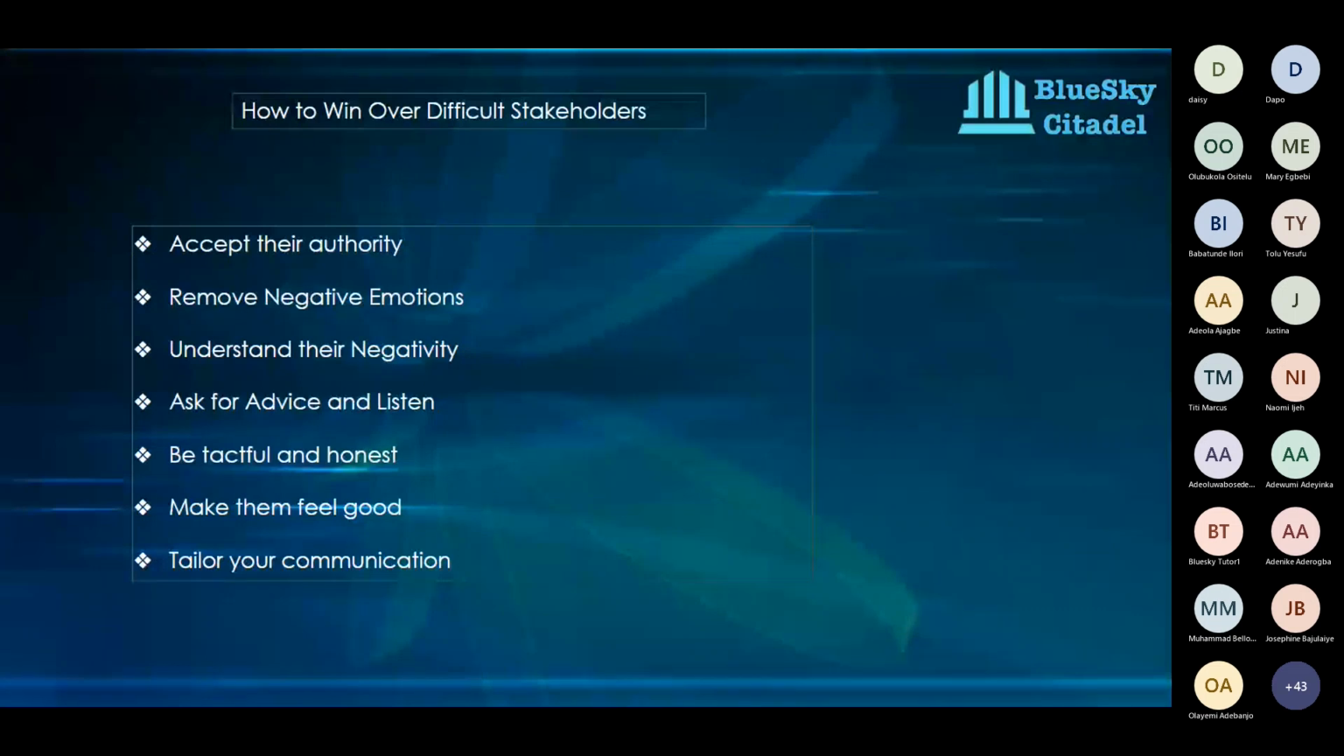So tailor your communication to their needs, to their preferences, because they have different needs, different preferences, different expectations, and different preferred modes of communication. So tailor your communication to all of these things I've mentioned. All right, let's move on very quickly.